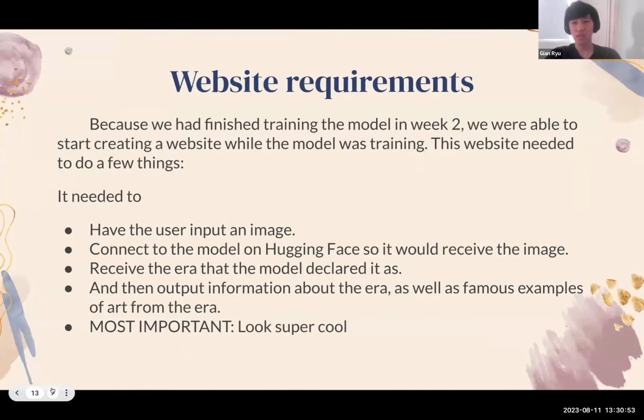So because we finished training the model in week 2, we were able to start on a website at the end of week 2 and the beginning of week 3. This website needed to have the user input an image, then send the image to Hugging Face, and then the model would take the image and output the era it's from. Then the website would receive the era from the model, and then it would output information about the era as well as some examples of art. Most importantly, though, it had to look super cool.